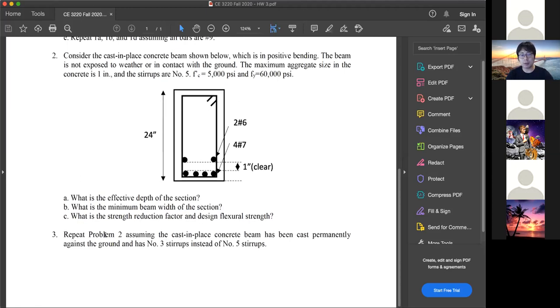All right, repeat problem number 2, assuming the cast-in-place concrete beam has been cast permanently against the ground with number 3 stirrups instead of number 5. So 2 things are different from number 2. One is the cast-in-place concrete beam permanently against the ground. That means the concrete cover changes. You should be able to find that in table 20.5.1.3. And the other thing, number 3 stirrups instead of number 5 stirrups. So the stirrup size reduces. You have more spacing allowed, but your beam width changes. If your beam width changes, subsequently you change your strength reduction factor and design flexure strength.